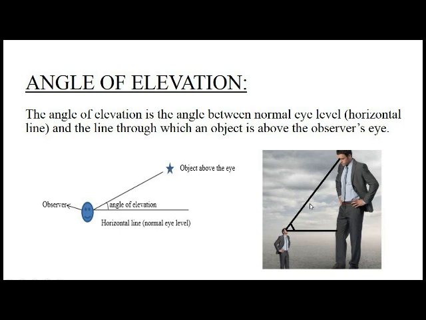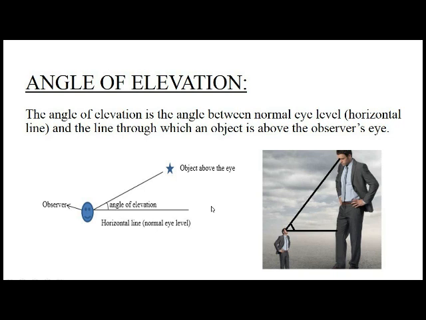Now, if you look at this pictorial diagram, this tall man is looking down, and this is the short man, who is looking up to the tall man. This is a horizontal line, which is at the same level as the eye level of the observer. This short man is the observer, while this tall man is what the short man is looking at. So the angle of elevation is formed at this angle. I believe that you understand what angle of elevation means.